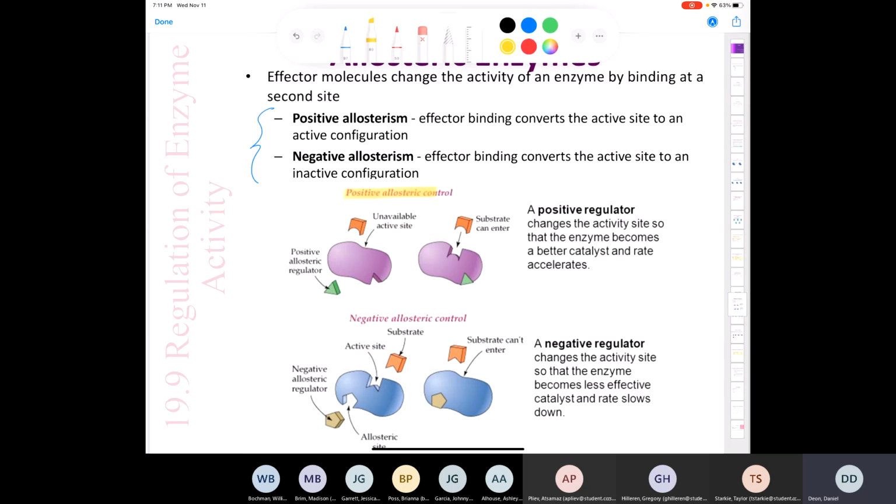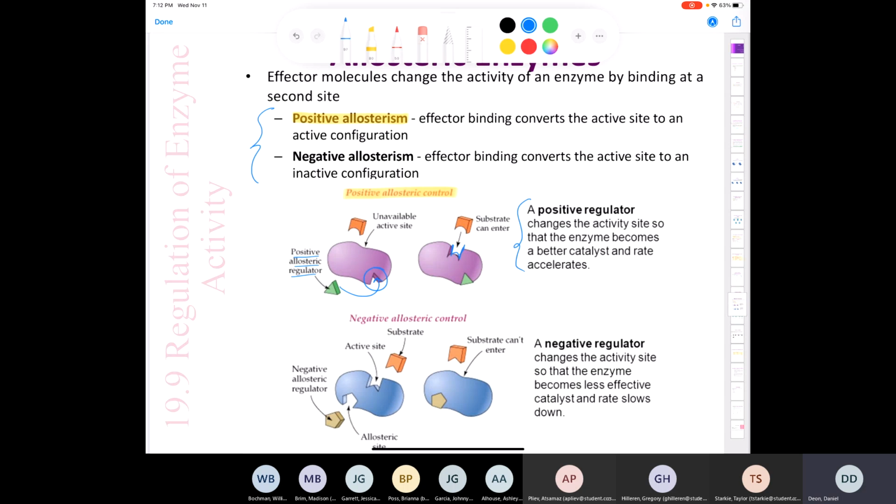Here's a cartoon or a figure that represents positive allosterism, which is where the effector binding converts the active site to an active configuration. So you can see that we have a substrate that wants to bind at the active site, but the active site is unavailable. What positive allosterism is, is that there's an allosteric site in the molecule, and a second molecule called a positive allosteric regulator is going to fit into that allosteric site. And when it does, it's going to change the conformation of the enzyme such that it's going to open up the active site for the substrate to enter.